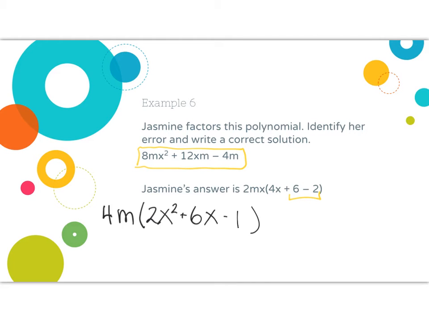So, looking at Jasmine's answer, what she had for her greatest common factor was 2mx. First off, Jasmine could have factored out a 4, not a 2. And she's also got an x in her term. So the greatest common factor was 4m, not 4mx.